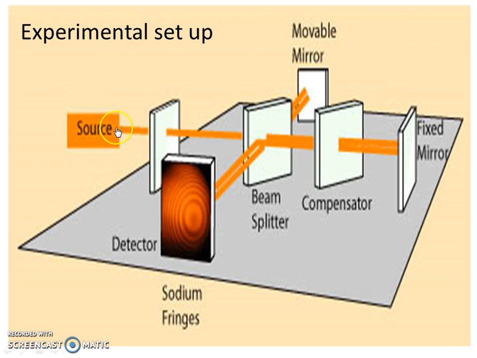The experimental setup: this is the source. This is the converging lens, which converts the light into a parallel beam. This is the beam splitter. This is the movable mirror, this is the fixed mirror, and this is the compensating glass plate. The light from the lens falls here, gets reflected, and moves towards the movable mirror. The other part gets refracted, moves across to the fixed mirror, and is reflected again. Finally both interfere, and we observe the interference pattern, which is nothing but the fringes.